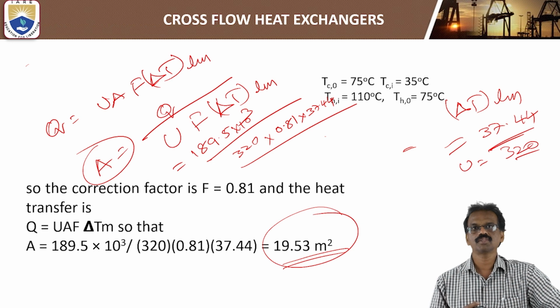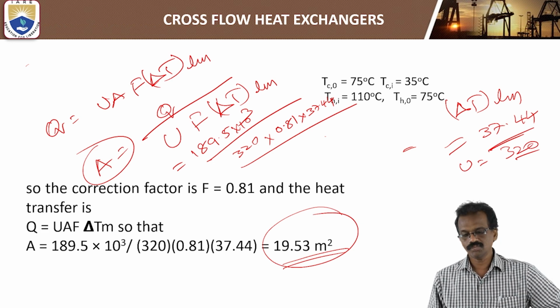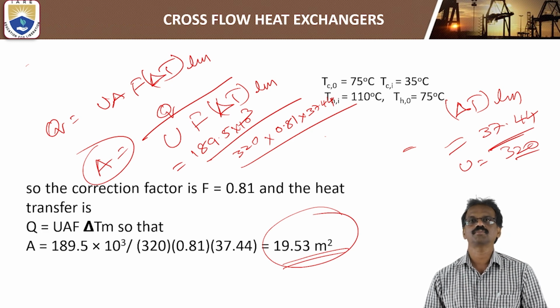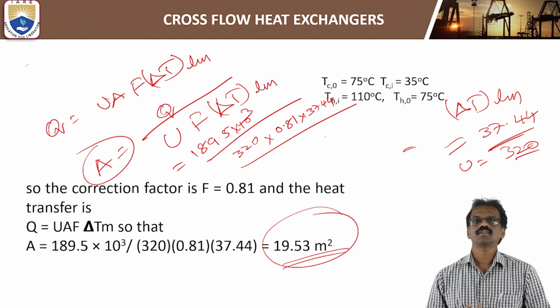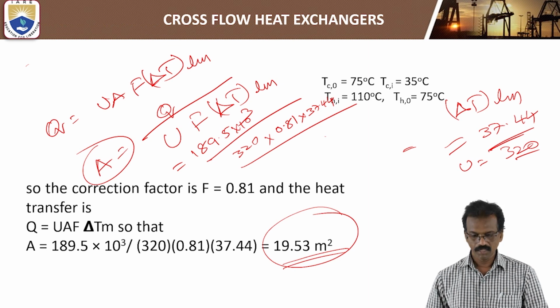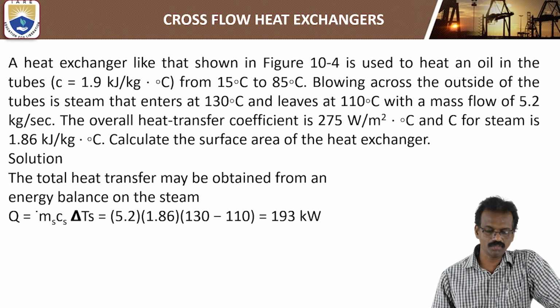Okay. So previously we got the area for the counter flow heat exchangers. In this way, we can solve the different numericals which are related to cross flow heat exchangers by using the correction factor. So finding the correction factor is very important. For this one, you have to use the data book. Okay, we'll see one more numerical, then we'll conclude this class.